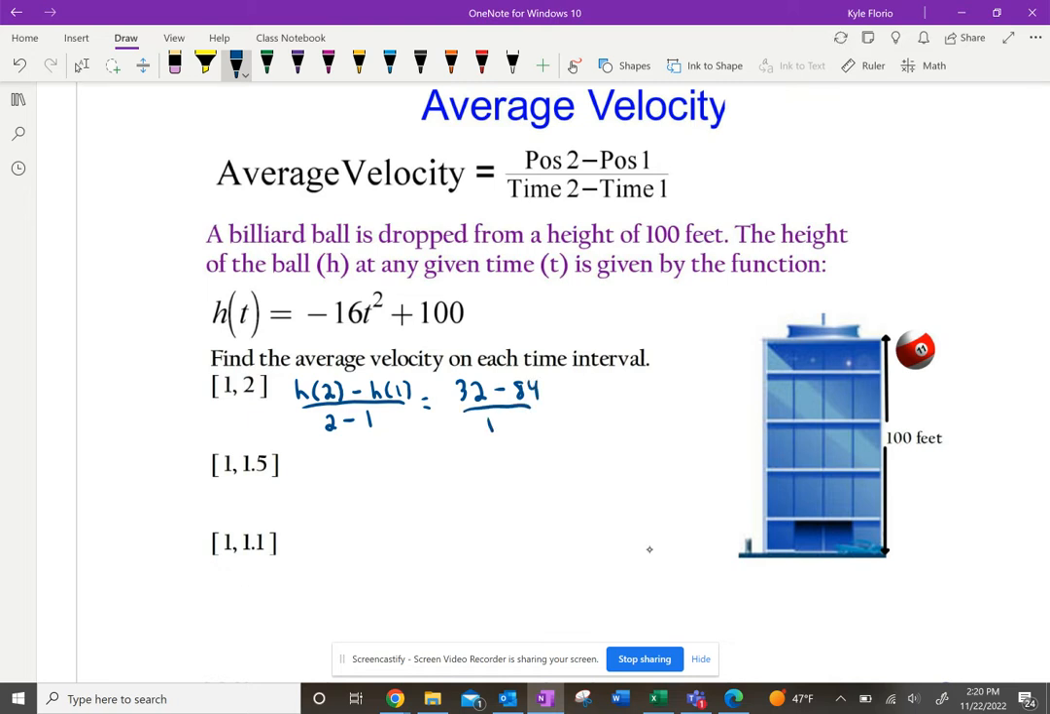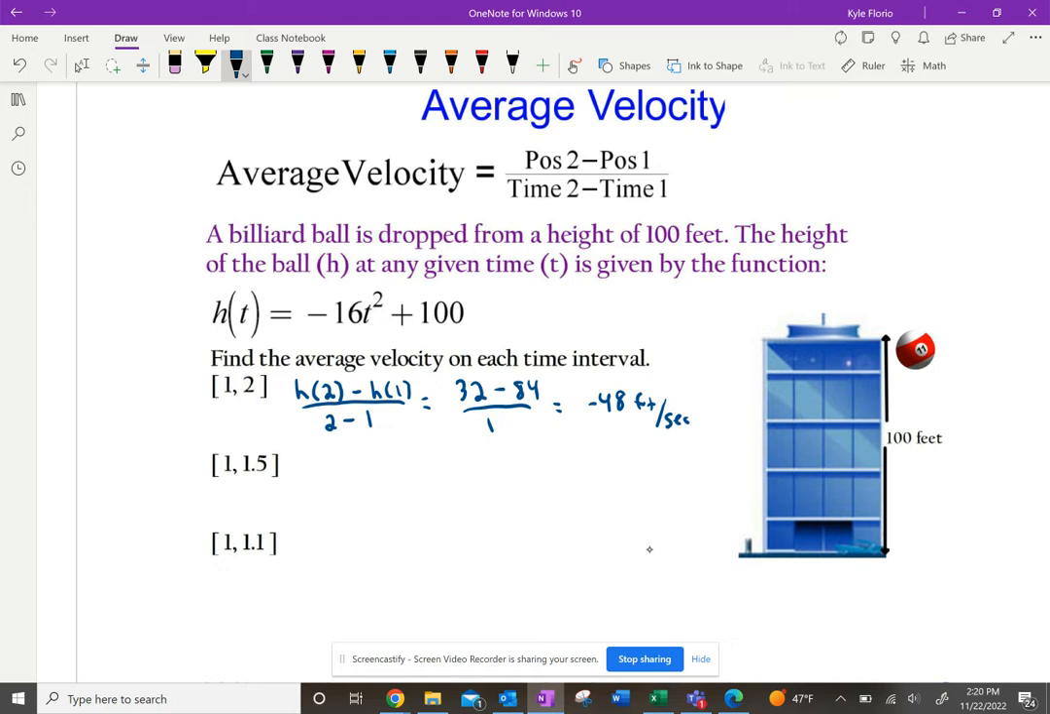2 minus 1 is 1. So 32 minus 84 is negative 48. And so it went negative 48 feet in 1 second. So that's feet per second. So the average rate when the ball was dropped from this height, from second 1 to second 2, the average velocity was negative 48 feet per second.